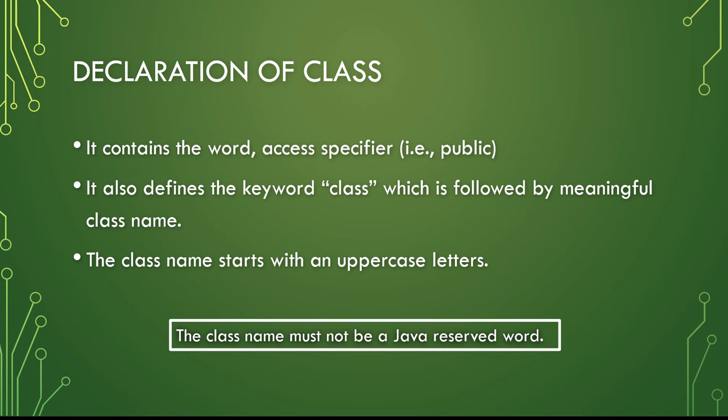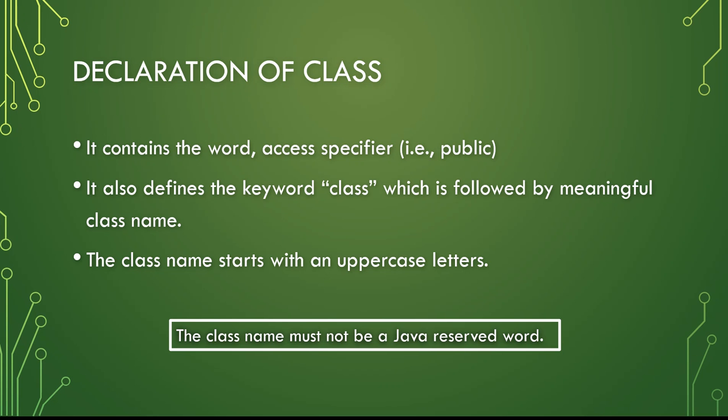Next is declaration of class. It contains a word, the access specifier. That is the first word. You will have either public, or the other two, protected or private. But by default, if you don't specify the access specifier, it will take it as public. And the second word is class, a keyword which indicates you are going to create a class, and then it should be followed by a meaningful class name.